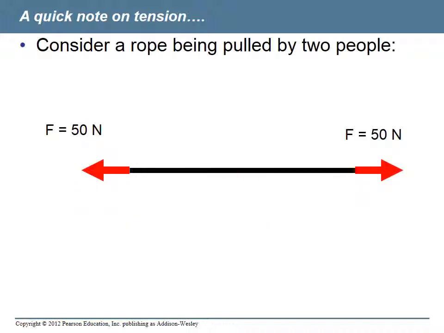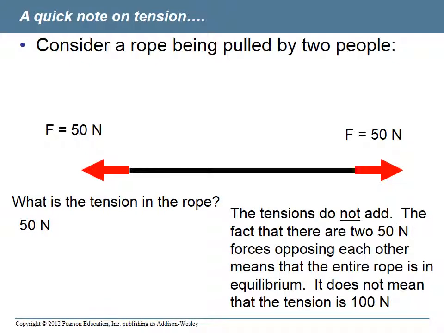What about a rope that's being pulled by two people, in which we have a force of 50 newtons down here, and we have a force of 50 newtons down here. What would be the tension in the rope in this case? And you might be inclined to say 100 newtons, but it's not. It's actually only 50 newtons still. So the tensions don't add up. The fact that there are two 50 newton tensions opposing each other means that the entire rope here is in equilibrium. It doesn't mean that the tension is 100 newtons.